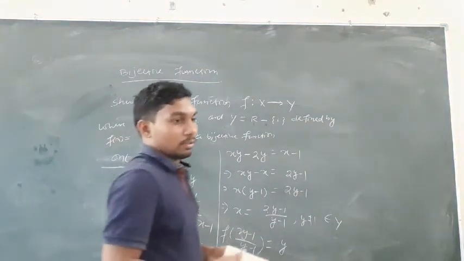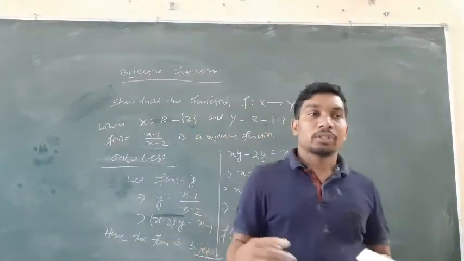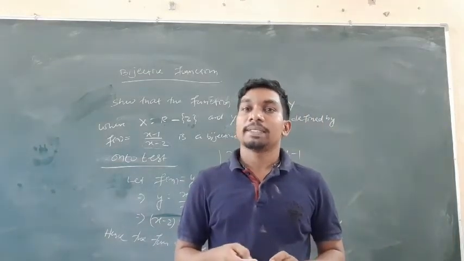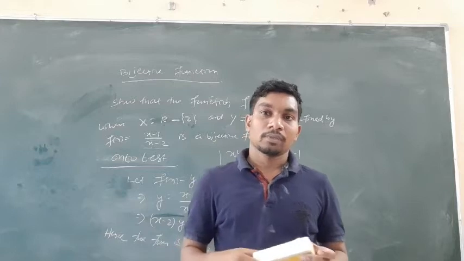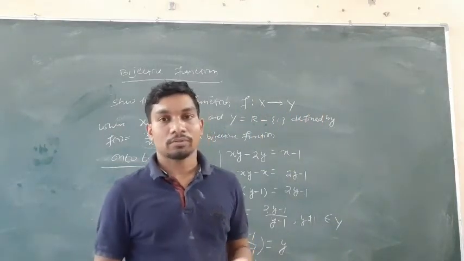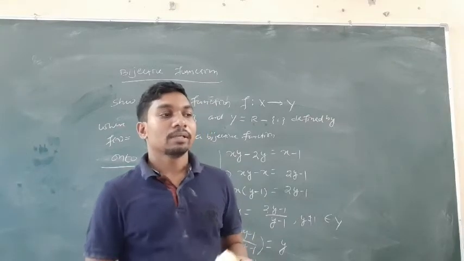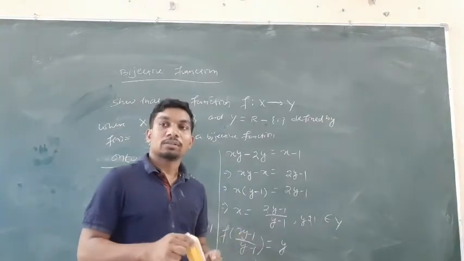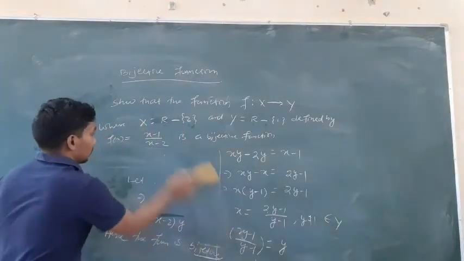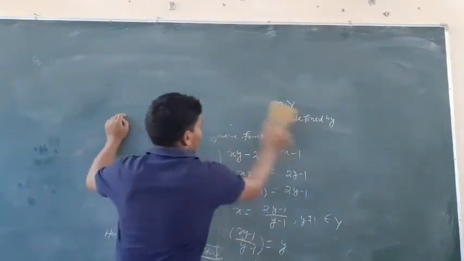Remember, modulus function, signum function, greatest integer functions are not bijective functions. Clear? Modulus function is not one-one. Modulus function is also not onto. Similarly, greatest integer function is also not one-one. So these functions are not bijective functions.